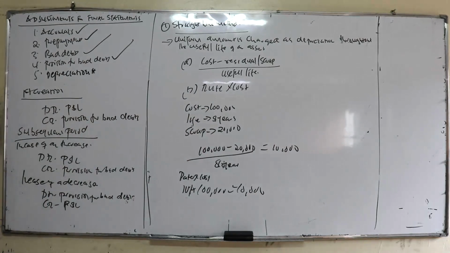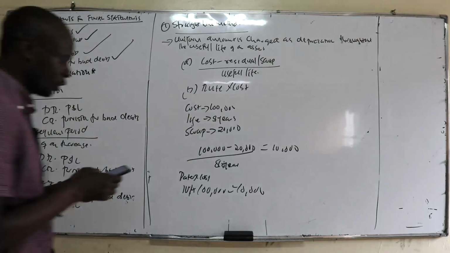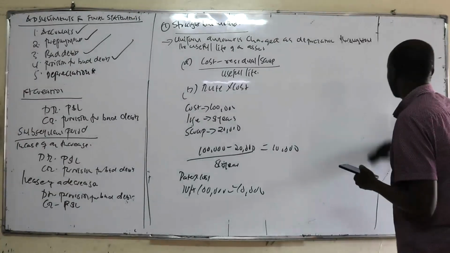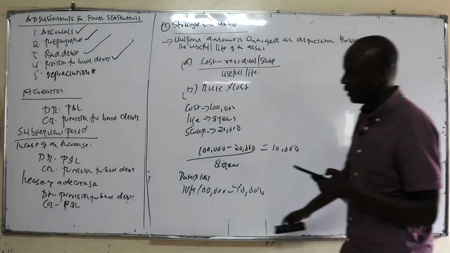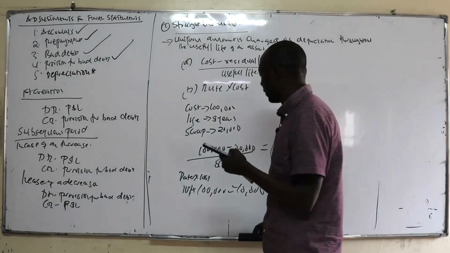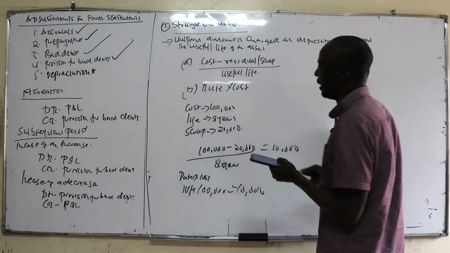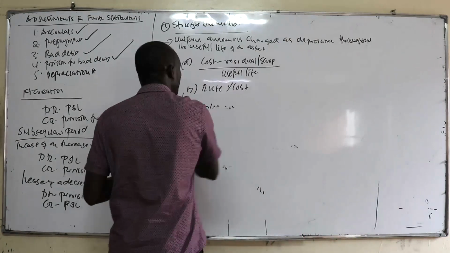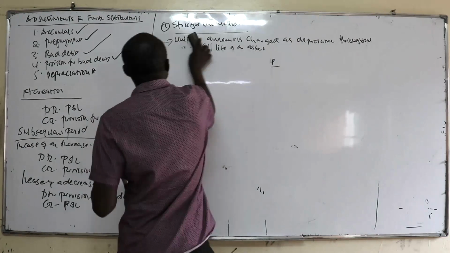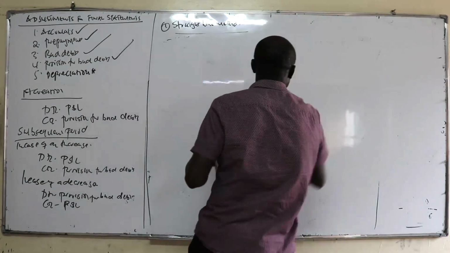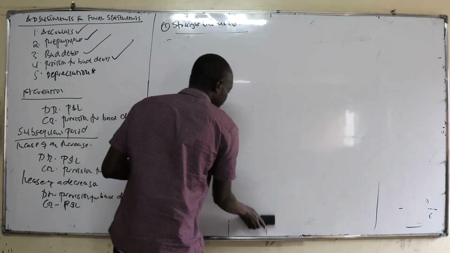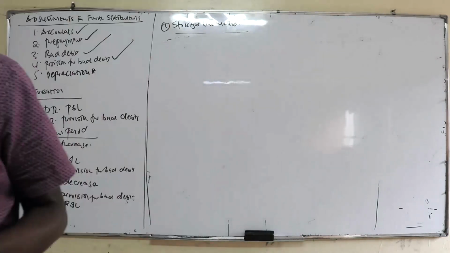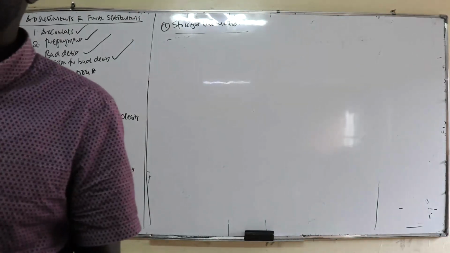Then number two, we only have two important methods they test. We have the straight line method and the reducing balance method. The reducing balance method is method number two. I hope you have understood the straight line. Yes, I've understood. It's just a matter of subtracting the amount which is going to be sold after the year stated. Yes.